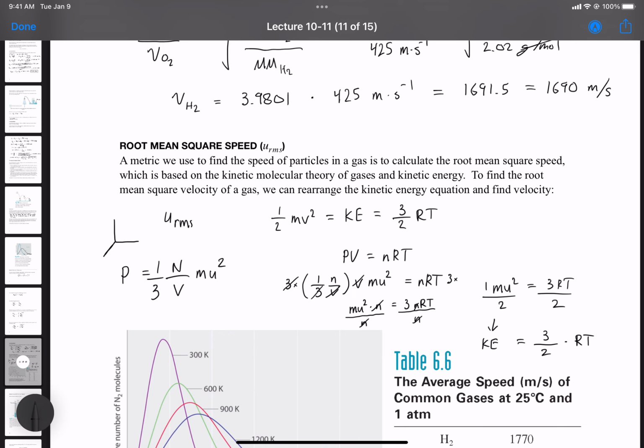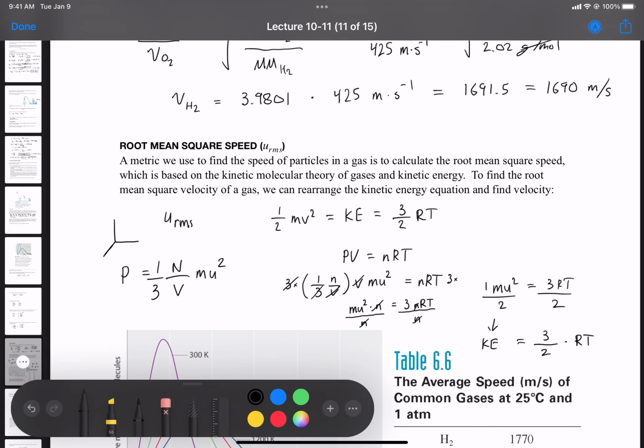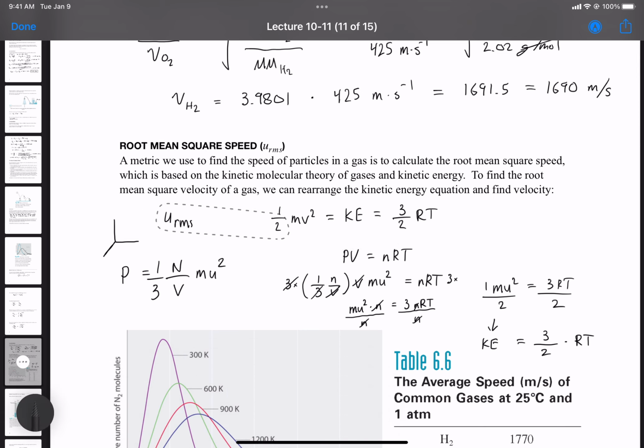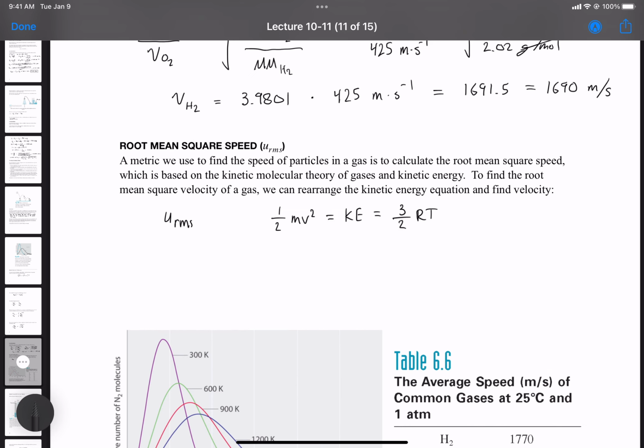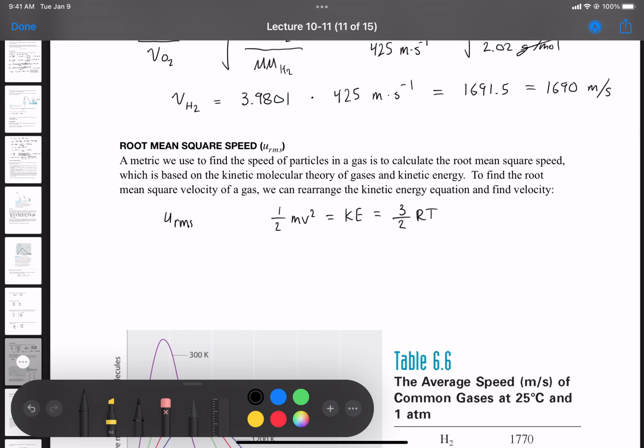Okay, so that's how we derived that equation I just wrote up above. So I'm going to erase this now, and we'll talk about how to figure out the average speed. Okay, so we know that we equate these two equations. Now let's rearrange and solve for velocity.